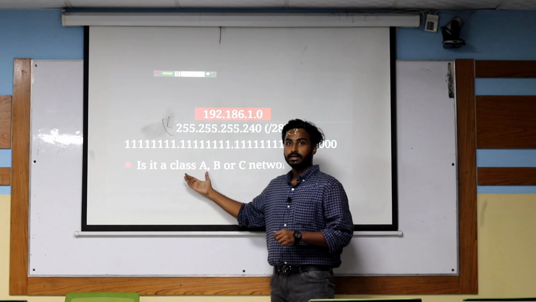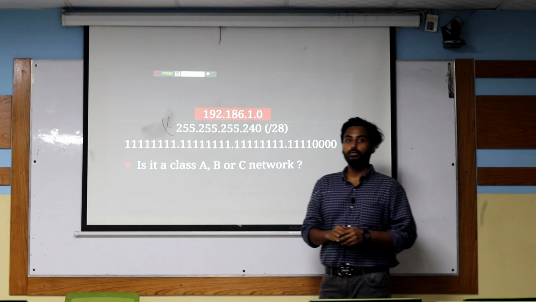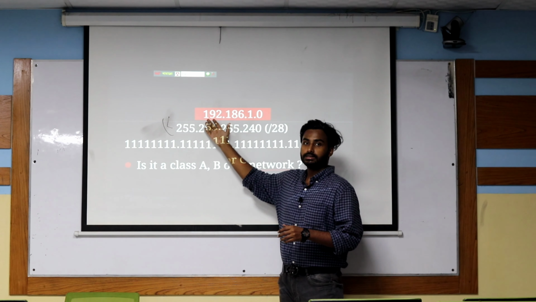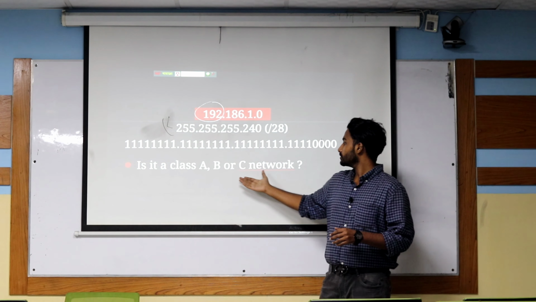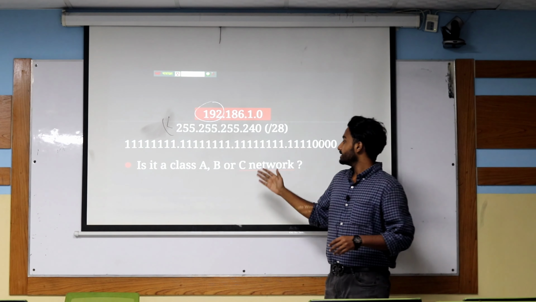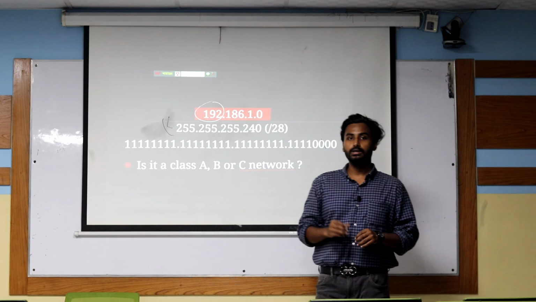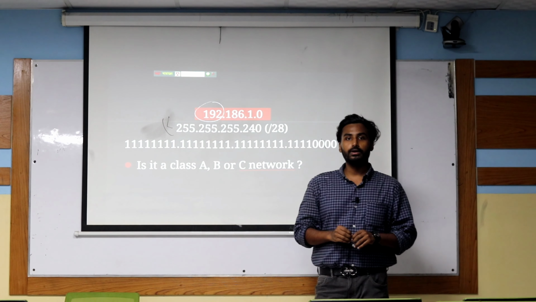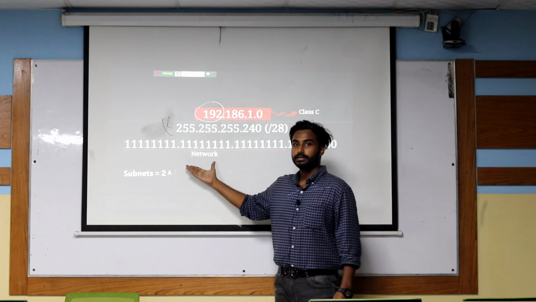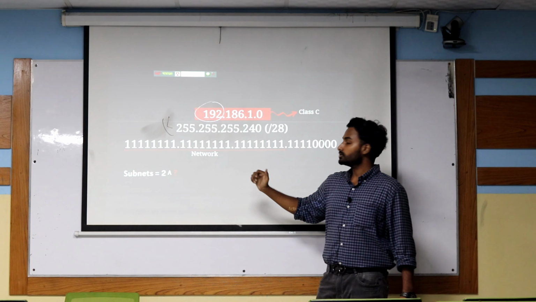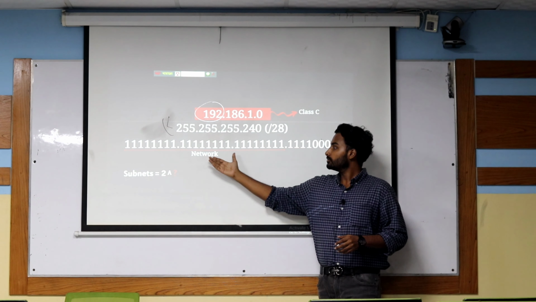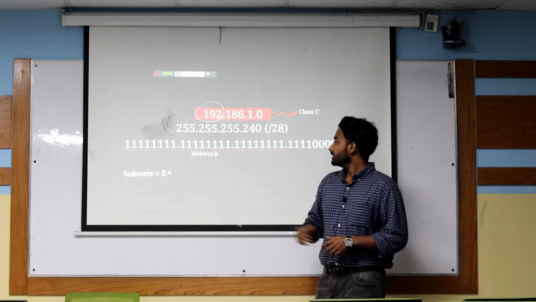Is it a class A, class B or class C network? We can easily say it is a class C network, because the first octet of this network address is 192, and 192 belongs to the class C range. We know the class C range has the default subnet mask 255.255.255.0. So in the subnet mask, the first three octets are allocated for the network portion, and we all know that in subnetting the network portion never changes. And why is it so important?